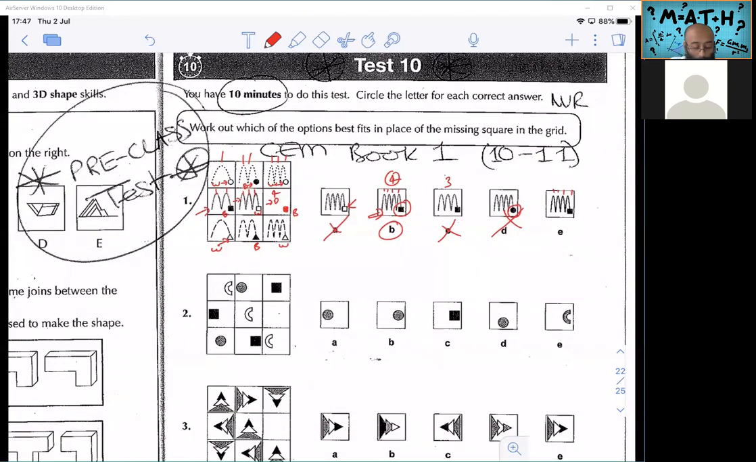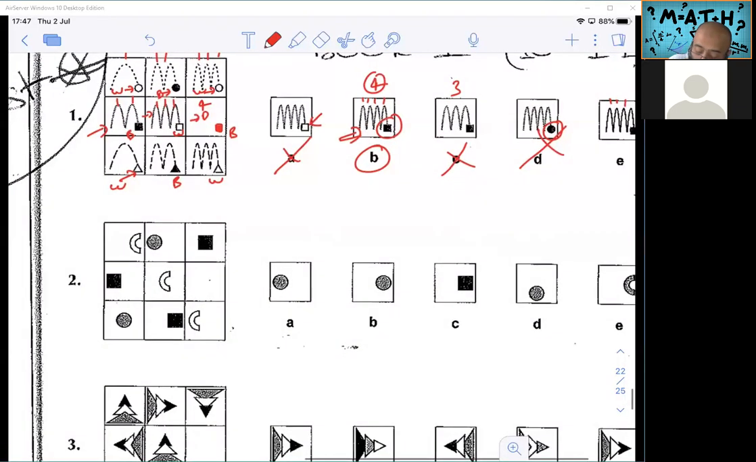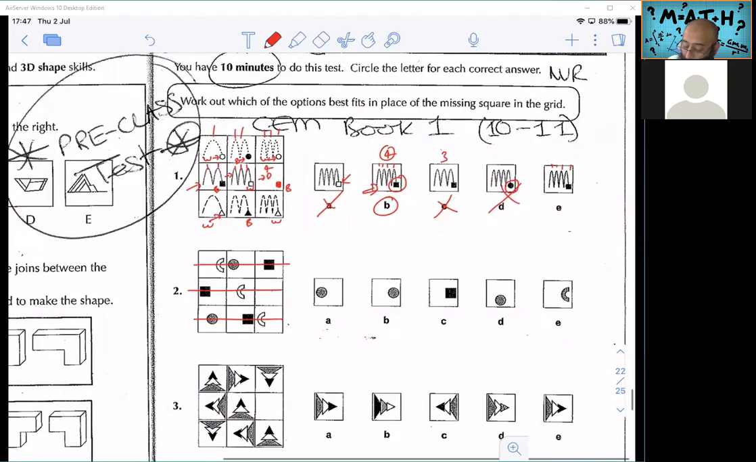Okay, question number 2. Let's have a look at these questions here. Everything here seems to be in the middle, in the middle, in the middle. So all the shapes need to be in the middle. Oops, that's a bit of a dodgy line. All the shapes need to be in the middle. So straight away, D is impossible.